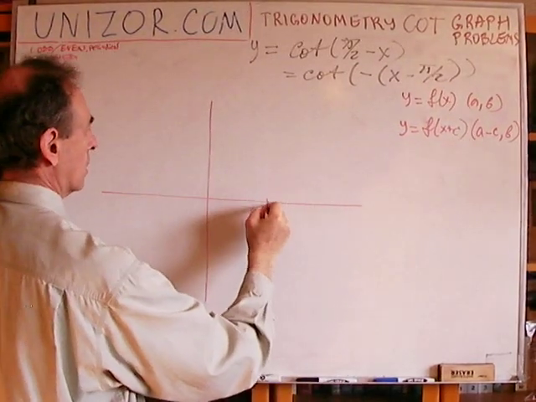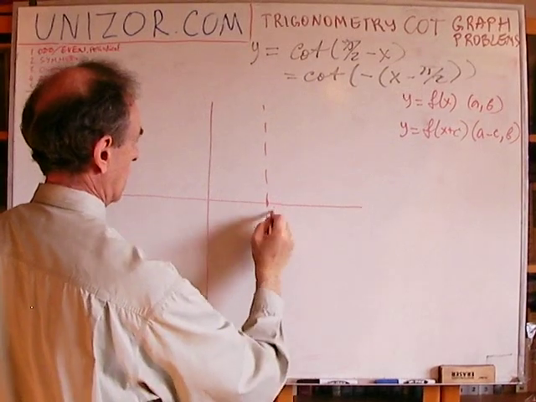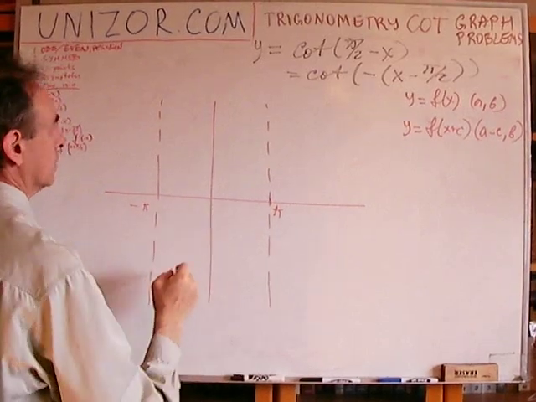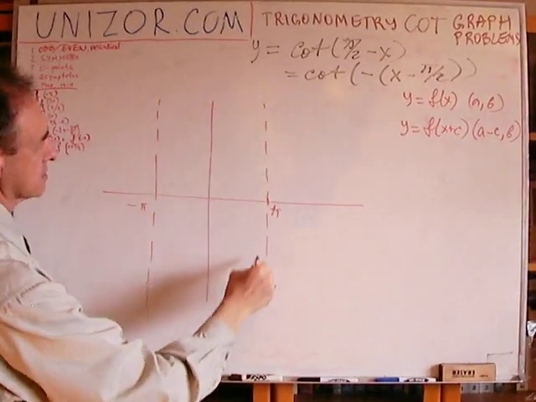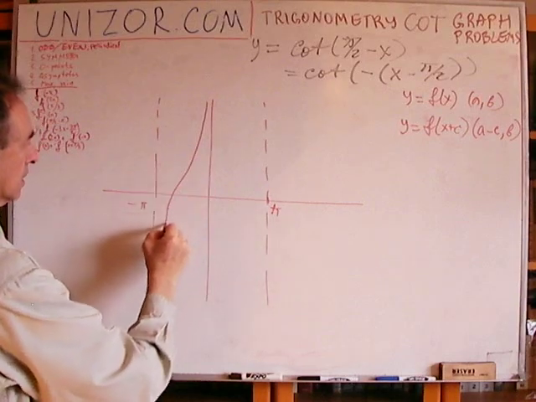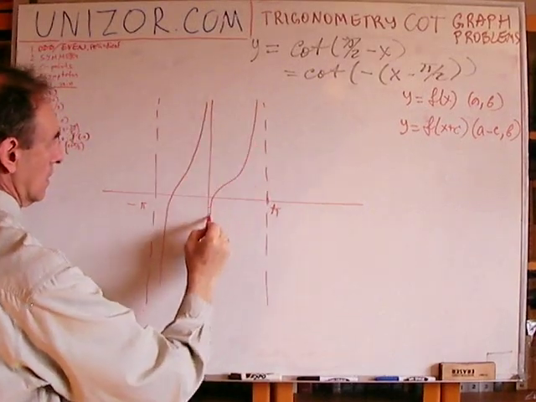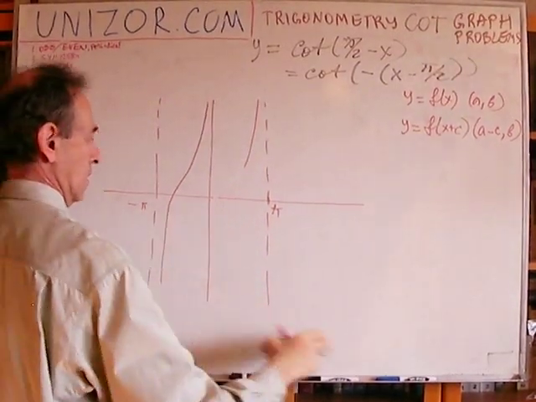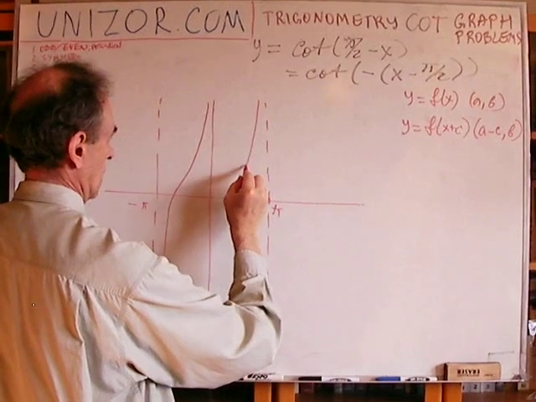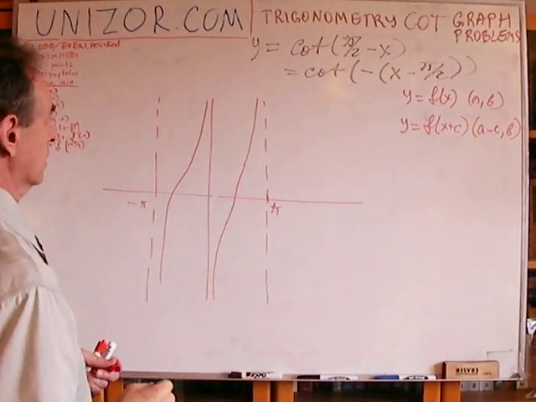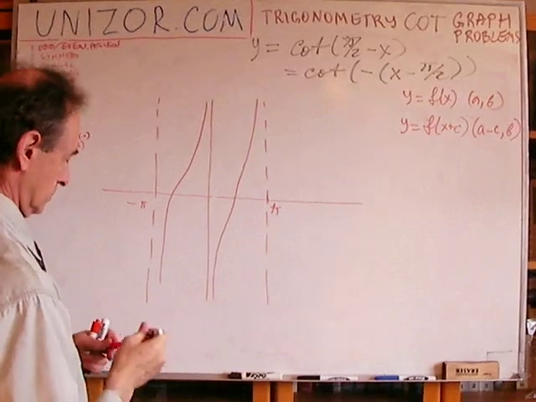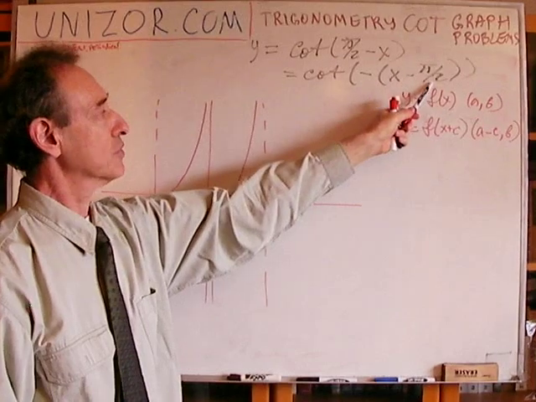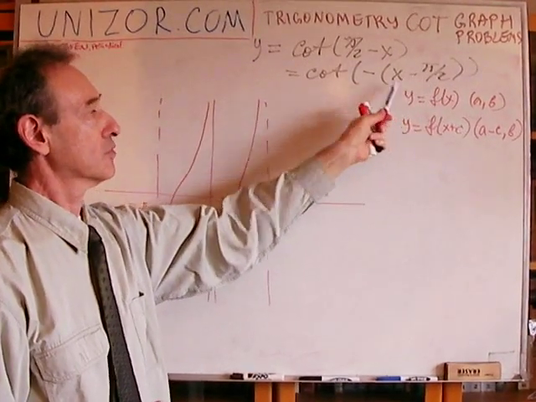So originally, now this is pi, and this is minus pi. And we know that the original cotangent is like this. So symmetrical, as I was already saying, is like this. Oops, that's wrong, too much. Something like this. So that's the original, that's cotangent of minus x. Now I have to subtract pi over 2 from the argument.